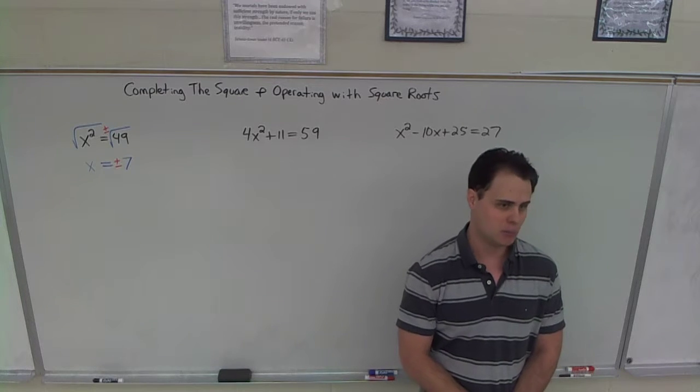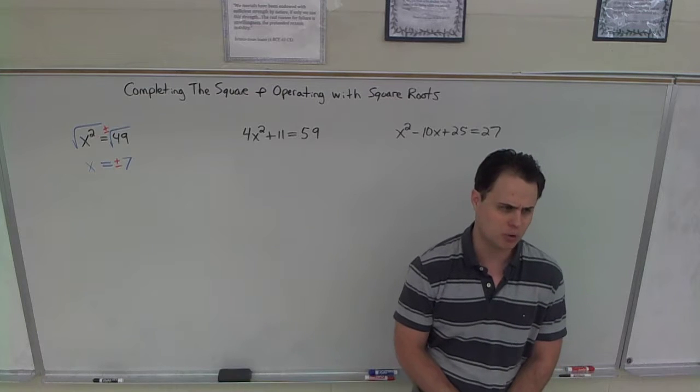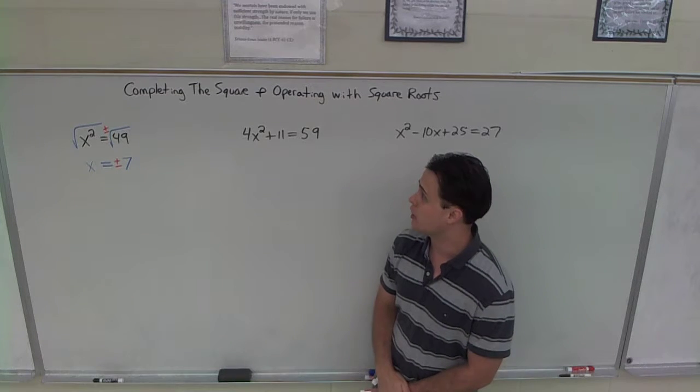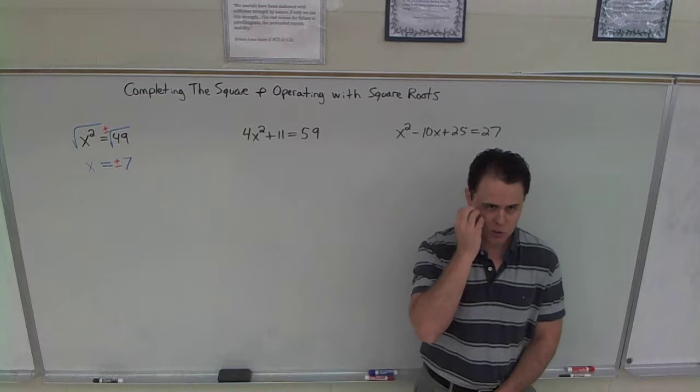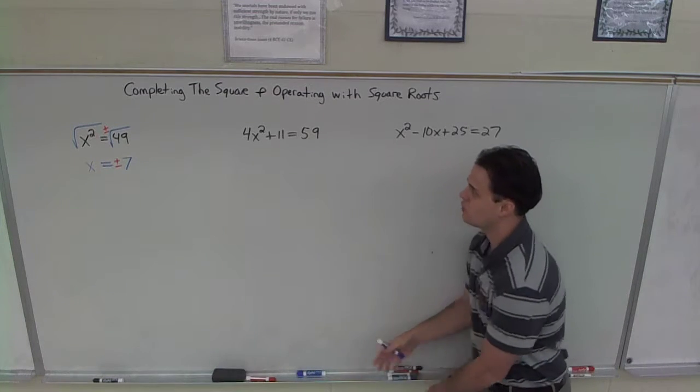So that's a big thing. People miss lots of points on my exams just from missing that plus or minus, and that's essential in parabolas. So watch out for that. Okay, these other two problems I think you can solve by operating with square roots as well. Can you guys help me? How do I solve this?